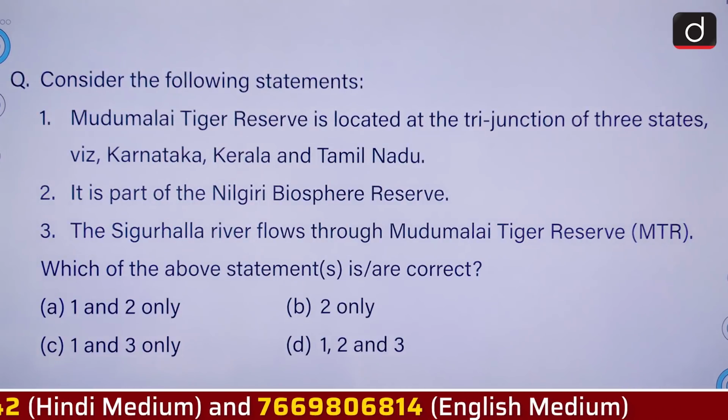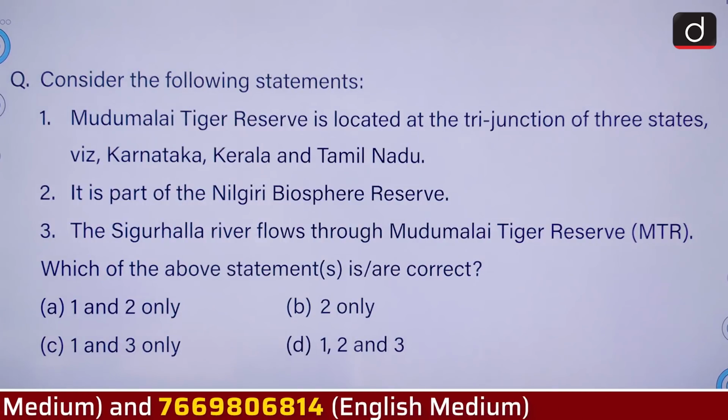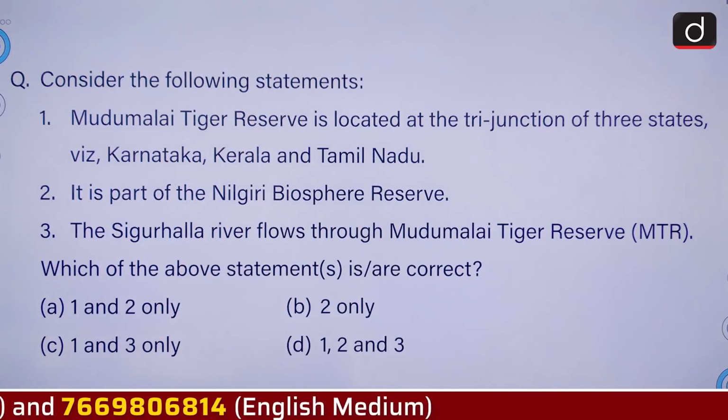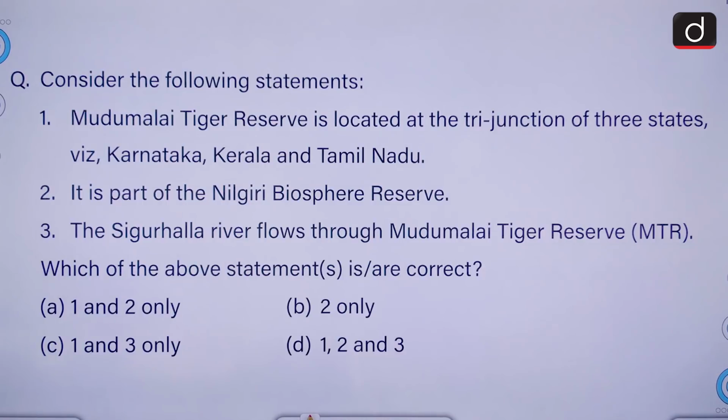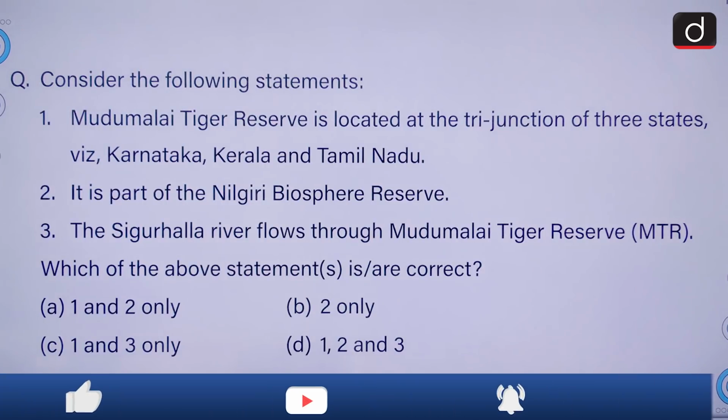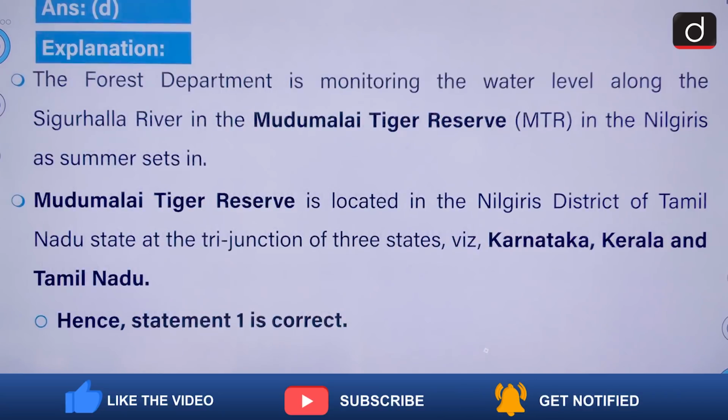Consider the following statements. Mudumalai Tiger Reserve is located at the tri-junction of 3 states viz. Karnataka, Kerala and Tamil Nadu. It is part of the Nilgiri Biosphere Reserve and the Singara River flows through Mudumalai Tiger Reserve. So we have to select the correct statement. All are correct. D is the correct answer.